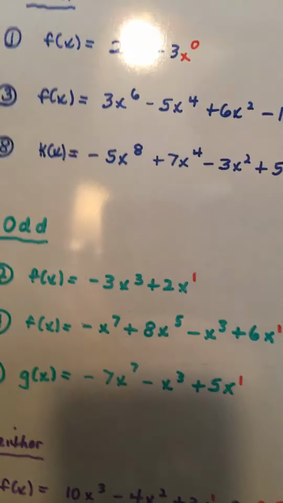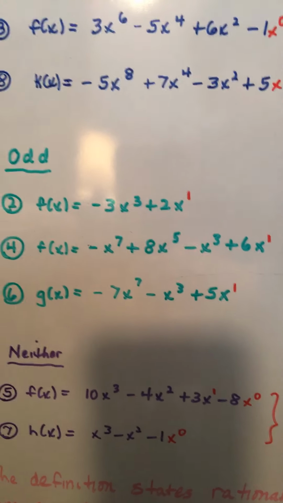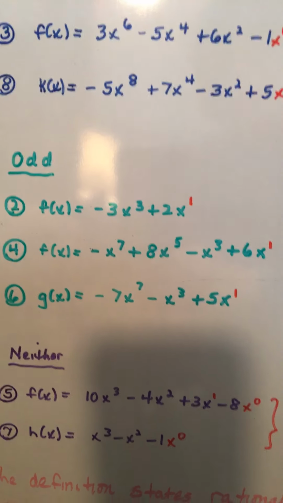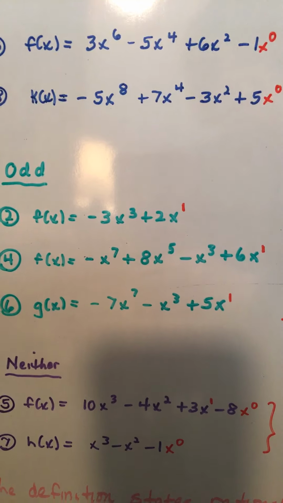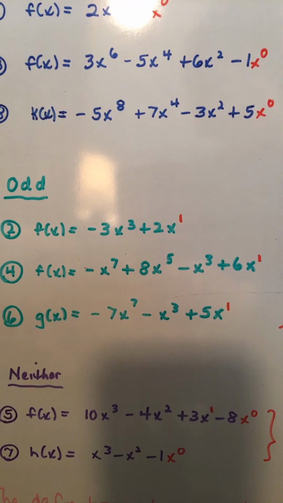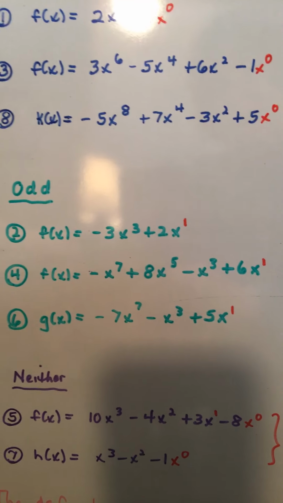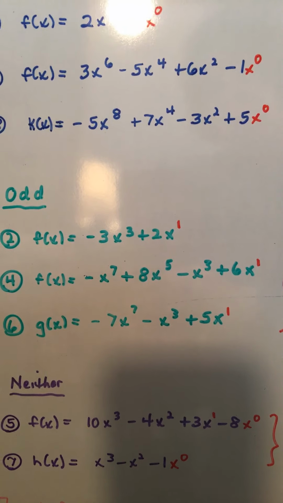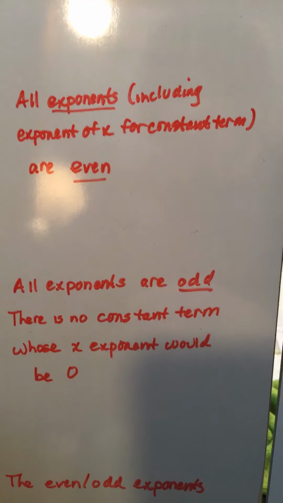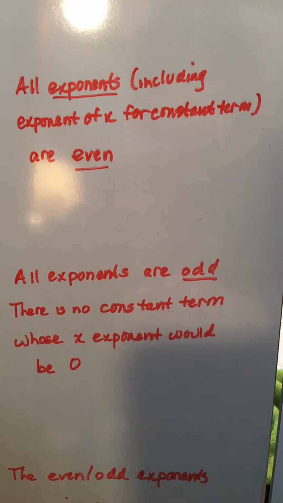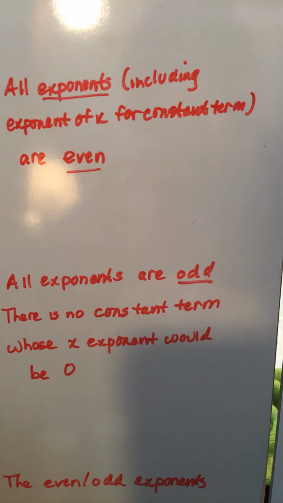Let's look at the odd ones. Now, I've put the ones on so we can see it. But in number 2, the exponents are 3 and 1. In number 4, 7, 5, 3 and 1. In number 6, 7, 3 and 1. And all the exponents are odd, and there's no constant term whose exponent would have been 0 anyway.